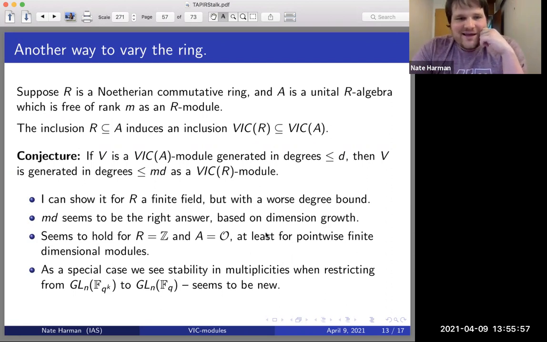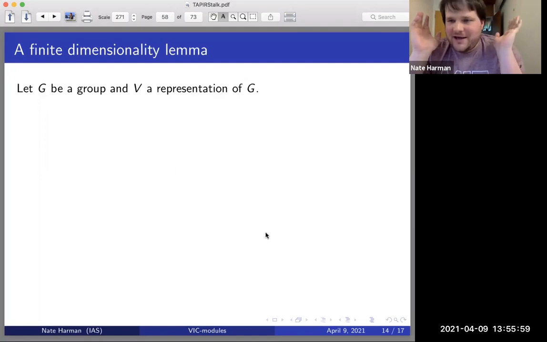And so I want to talk about finite dimensionality and detecting finite dimensionality of representations. I'm going to prove a lemma that has nothing to do with stability, but I think it might be an independent use for some of you. And then I'll at least state an implication of this lemma for representation stability. So let me set it up.